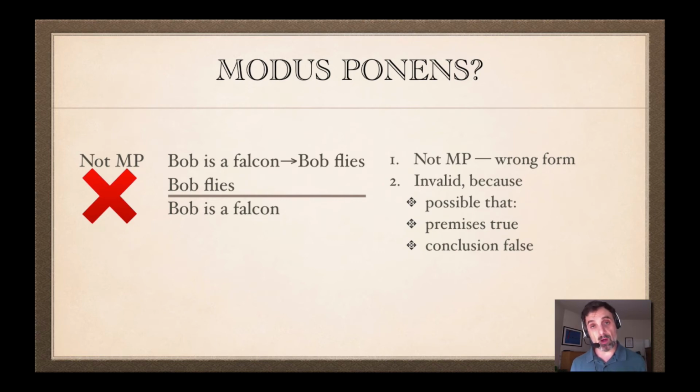If, for example, Bob is a falcon, then all three, the two premises and the conclusion, are true. But that doesn't make the argument valid. It's not enough that there is one situation where the premises are true and the conclusion is true. It needs to be the case that in every situation, if the premises are true in that situation, then so is the conclusion. And that's not true here. In the situation where Bob is a hummingbird, we would have true premises and a false conclusion. So not only is this not modus ponens, it's an invalid rule, or an invalid inference.